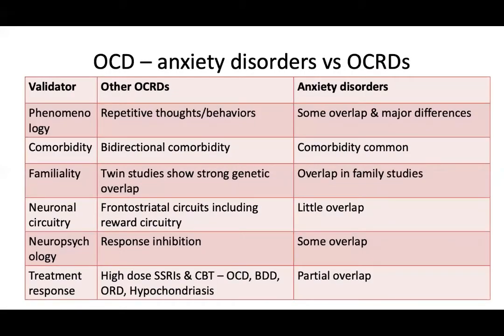So this is to summarize how close is OCD to various other OCRDs versus anxiety disorders in each of these specifiers I discussed. Phenomenologically, repetitive behaviors, definitely there is an overlap with other OCRDs, but the overlap is partial in anxiety disorders. Comorbidity, there's a strong, bidirectional comorbidity with the OCRDs. Here also there's a partial comorbidity. Familiarity also, there is familial overlap between both OCRDs and anxiety disorders, but there is a difference in neuronal circuitry and neuropsychology of OCD versus anxiety disorders. And treatment response also, there's only partial overlap.